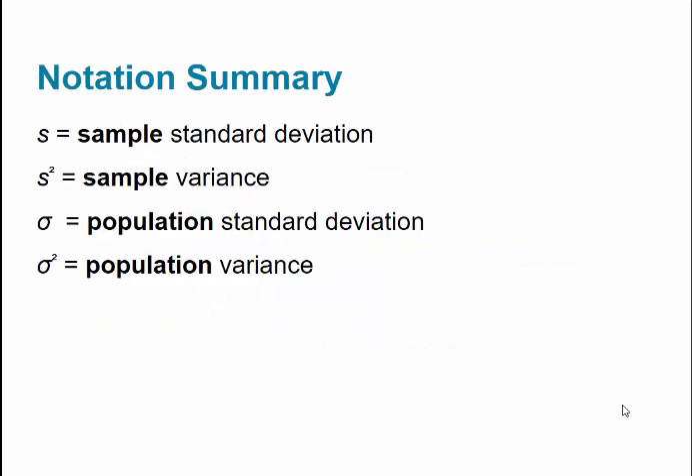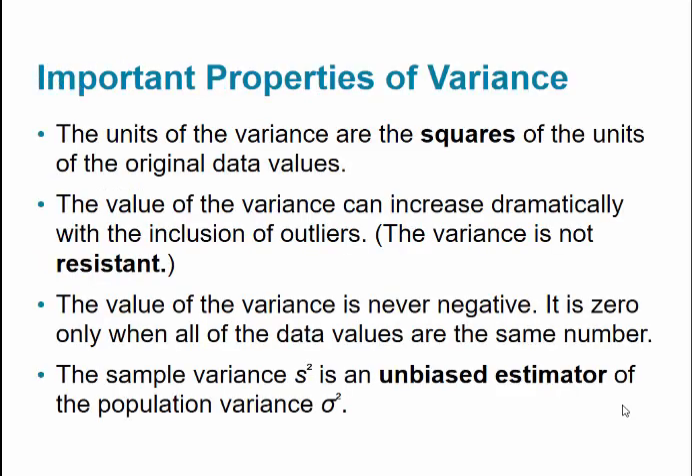Lowercase s is sample standard deviation, s squared is sample variance, sigma is the population standard deviation, and sigma squared is the population variance. Now, the units of the variance are the squares of the units of the original data values, so it's difficult to connect them, as opposed to the standard deviation, which has the same units. The value of the variance can increase dramatically with the inclusion of outliers, so the variance is not resistant. The value of the variance is never negative. It is 0 only when all the data values are the same number, and the sample variance, s squared, is an unbiased estimator of the population variance, sigma squared.